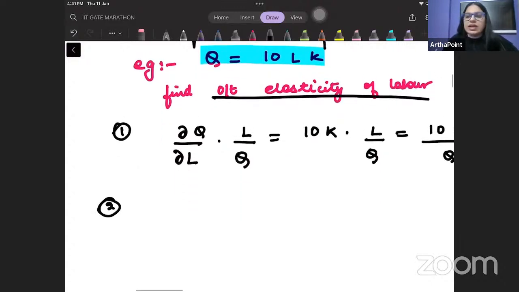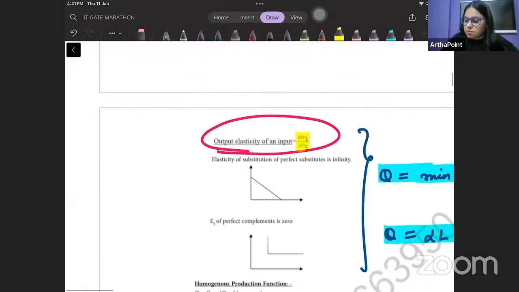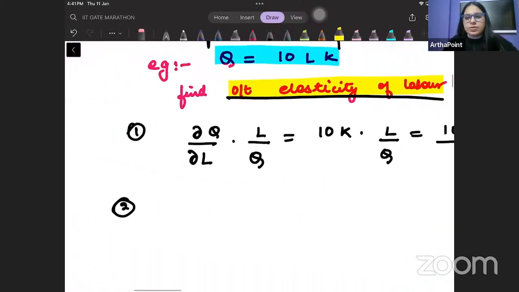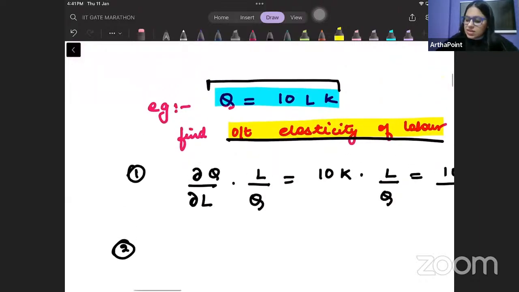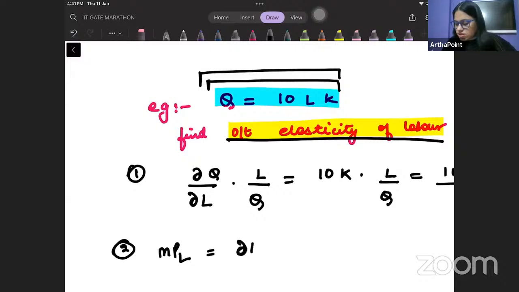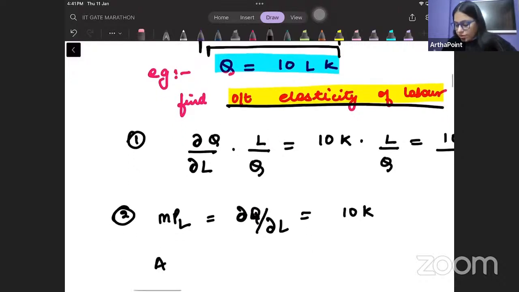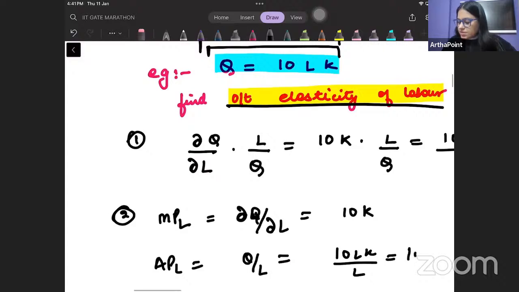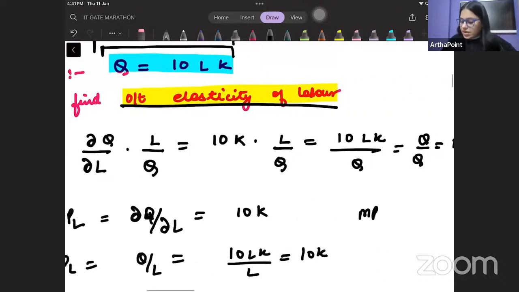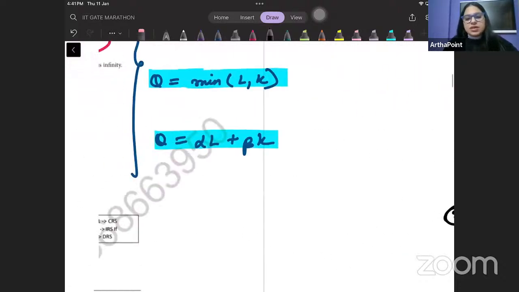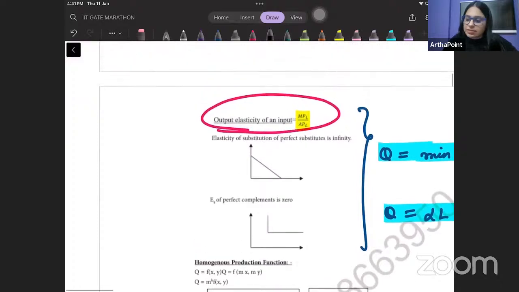Second formula. It is asking me to calculate output elasticity of labor, and it can be calculated using this formula: marginal product of labor divided by average product of labor. ठीक है, वो करके देख लो. You will get the same answer. What will be marginal product of labor? Differentiate this with respect to L. This will give you 10K. What will be average product of labor? Output divided by labor. This will be 10LK divided by L. That means 10K. So what will be MPL by APL? It will be 1. Divide this by this. You will get the same answer. So both of them are giving you the same answer.